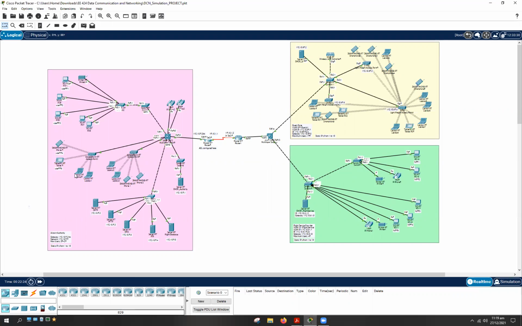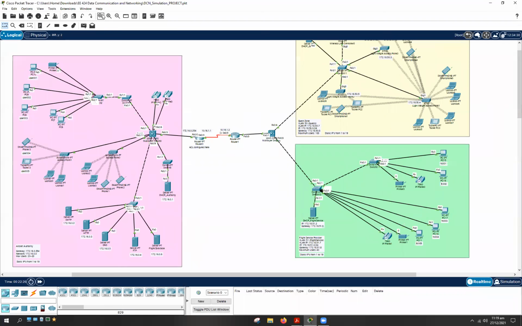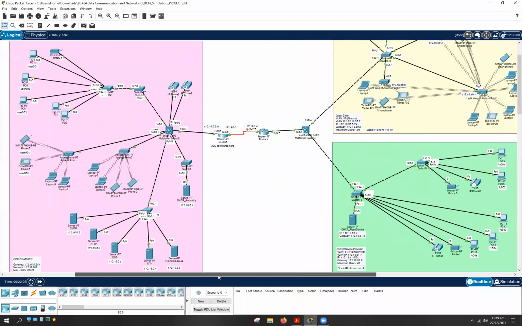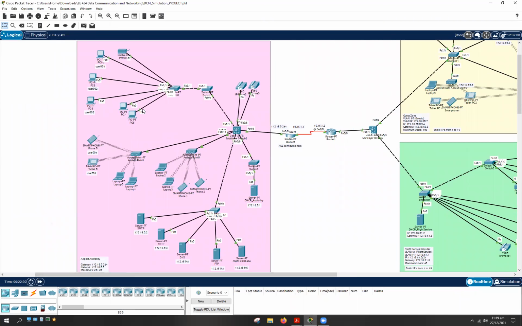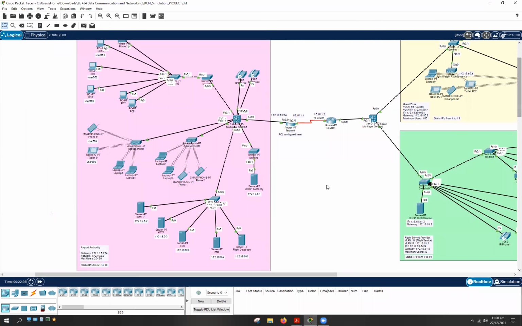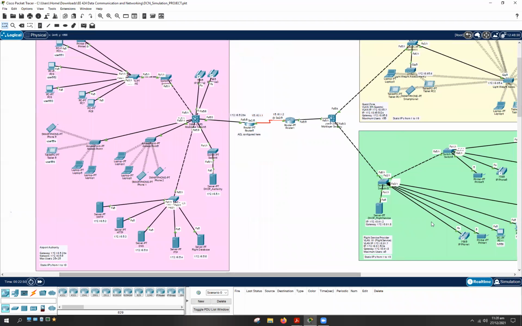Within the airport authority network, as you can see, we have different devices which are interconnected with each other using wired communication as well as wireless communication, and each of these devices is assigned an IP address dynamically using a DHCP server, which is within the airport authority network as well. And apart from that, it also contains specific servers such as SMTP, HTTP, DNS, FTP, and the flight database itself, which would be accessed by the flight service provider on the right.